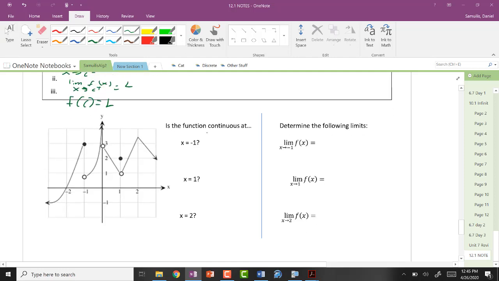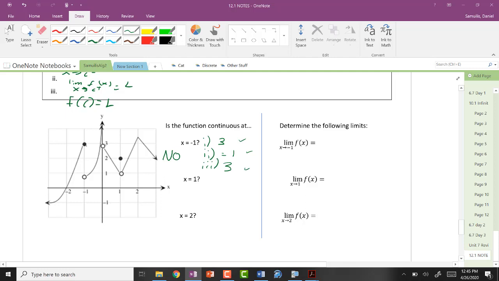So is the function continuous at x equals negative 1? Okay, so at x equals negative 1, if we go through our little checkpoints here, the limit as x approaches negative 1 from the left is 3. The limit as x approaches negative 1 from the right is, we'll just go with 1. It's a little bit less. But the actual value of it is 3. These three things have to be all the same answer for it to be continuous. So this one is not continuous.